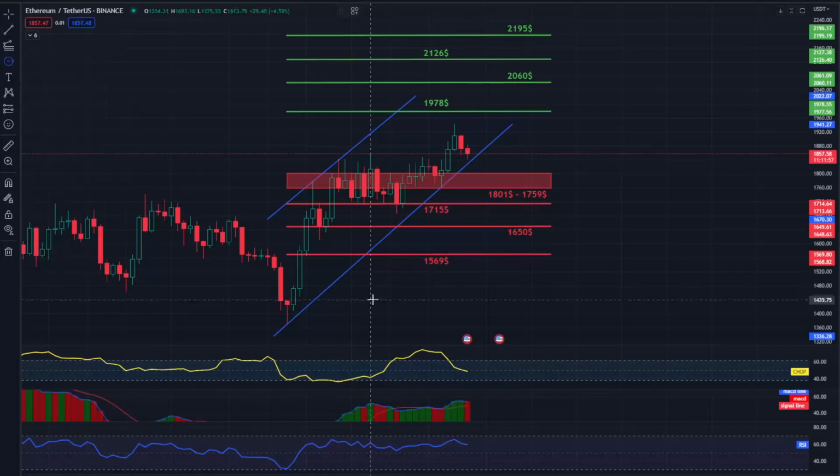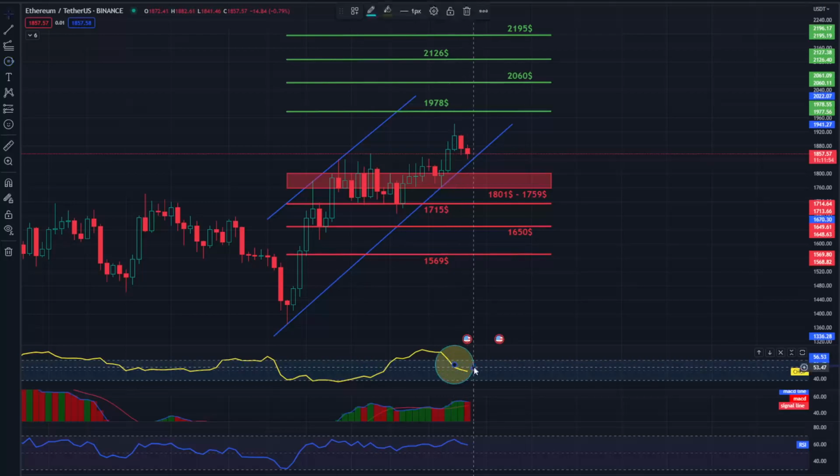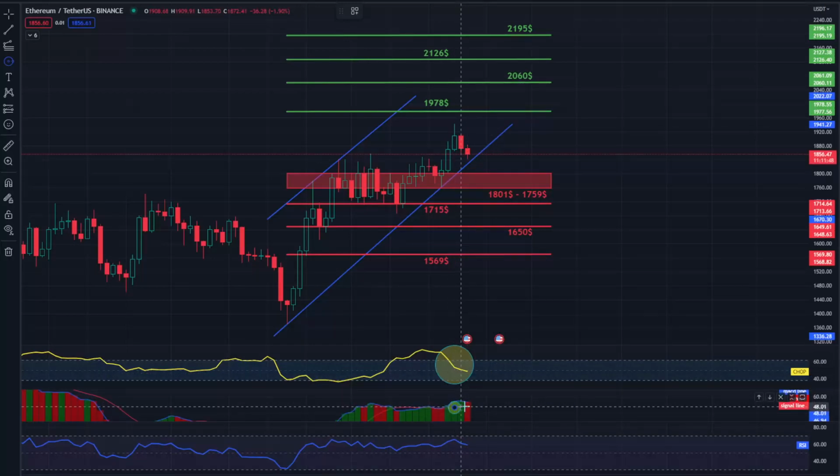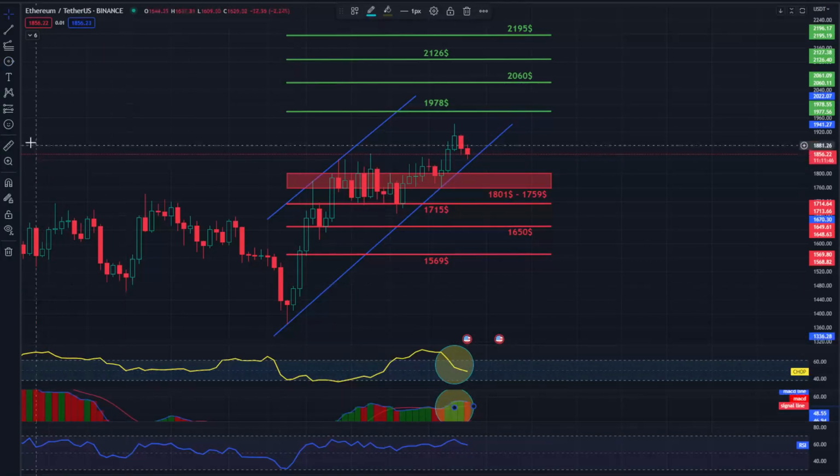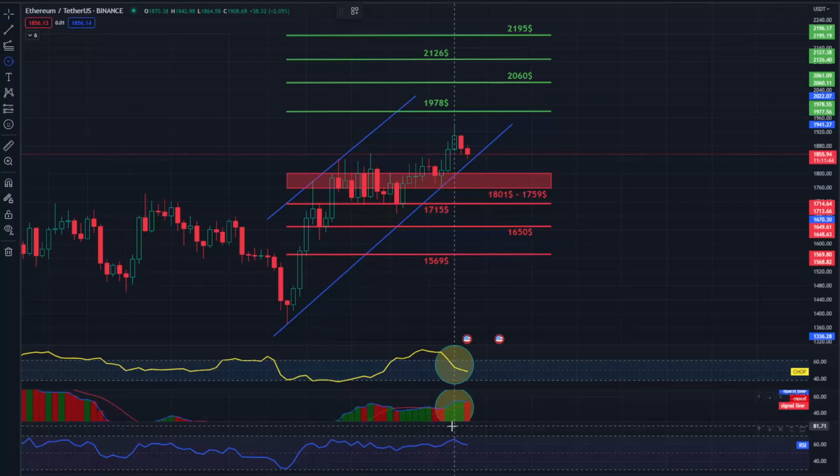The CHOP index indicates that there is still some energy left for the next move. The MACD indicator remains in an uptrend. On the other hand, the RSI, despite the rebound, is in the upper part of the range, which may indicate a deeper correction.